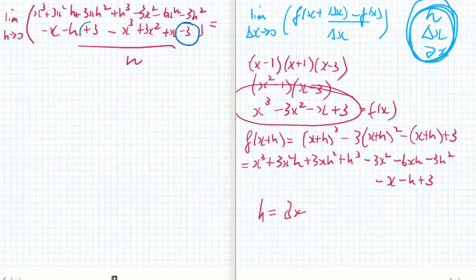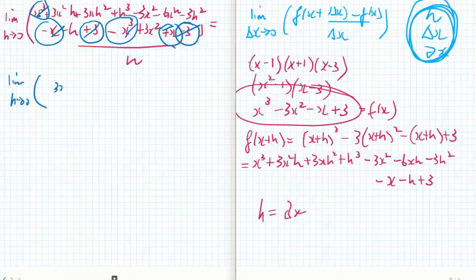The 3 and the 3 add to 0. The x and the minus x add to 0. The x cubed and the minus x cubed add to 0, which leaves me with the limit as h approaches 0 of 3x squared h plus 3xh squared plus h cubed. The minus 3x squared and 3x squared went to 0. So minus 6xh minus 3h squared minus h, all over h.